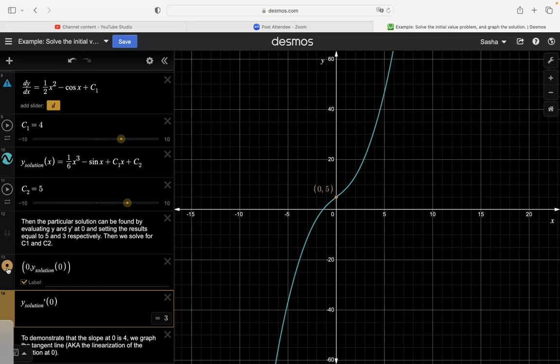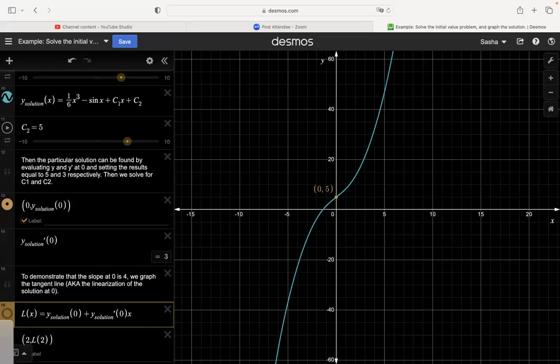And we've already got the C1 and C2 selected by choosing the right value on our sliders here. So we can see that when x equals 0, y equals 5, which is what was supposed to happen. Now we also wanted y prime to equal 3 at 0. And when we substitute x equals 0 into y prime, we get that answer equal to 3.